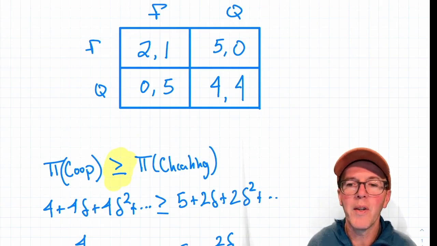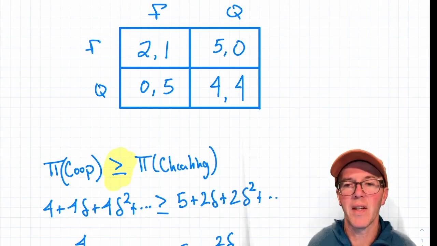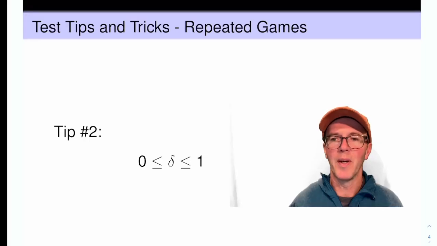We're asking, when is it an equilibrium for them to cooperate? And so it's an equilibrium so long as they don't have an incentive to deviate. And so long as cooperation gives at least as high of a payoff as cheating, they won't have a reason to cheat. So it's a Nash equilibrium so long as payoff from cooperation is greater than or equal to the payoff from cheating.